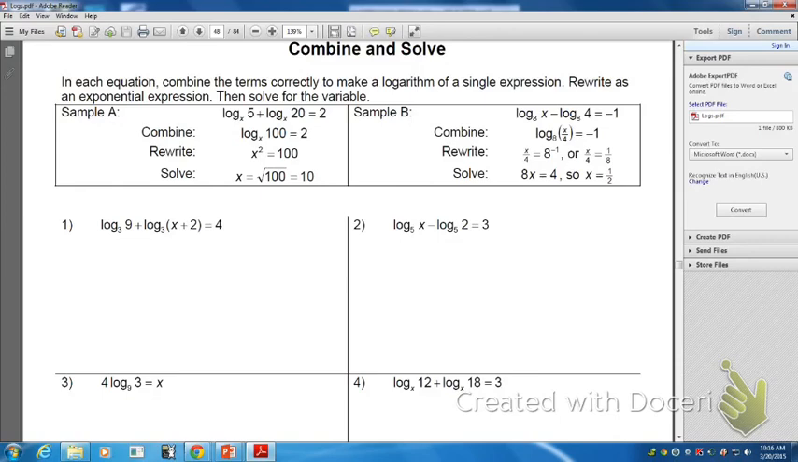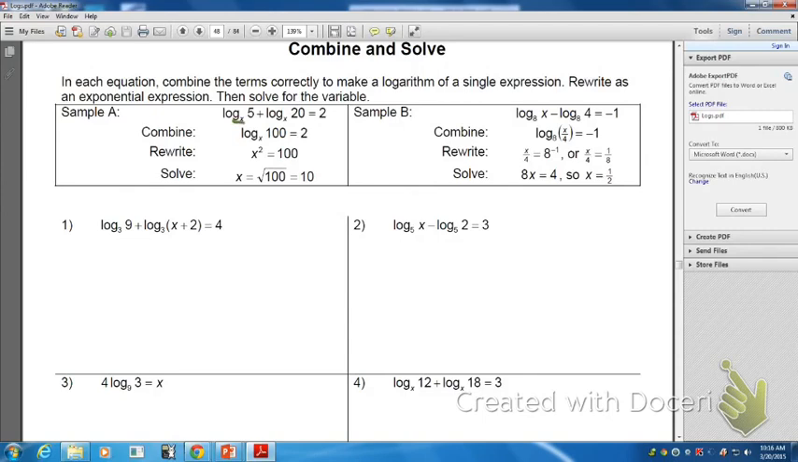Okay, let's take a look at our two examples, and then I'm going to work a couple of these with you, and I'm going to let you finish them up. Okay, let's take a look at example A. If we look at example A, we see that we have the same base working.